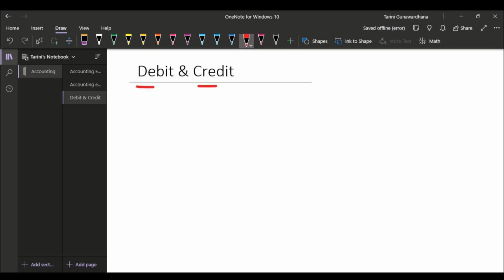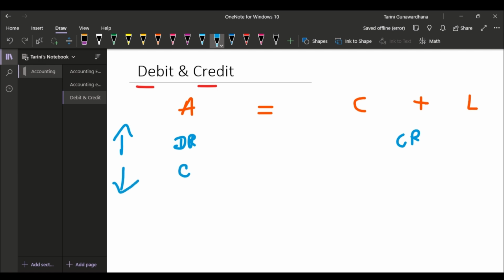So let's begin with the basic accounting equation, which is assets equal capital plus liabilities. Just remember it like this: if there is an increase in assets, it's debit. If there is an increase in capital or liabilities, it's credit. What if there is a decrease? Then it's the exact opposite. If there is a decrease in assets, it's credited. Decrease in capital or liabilities, it will be debited.